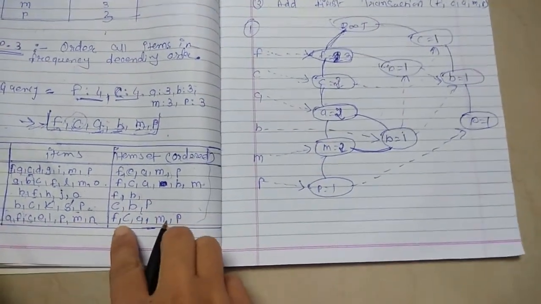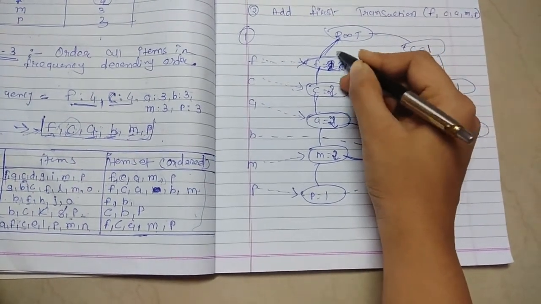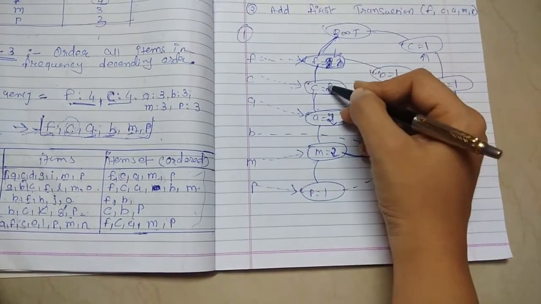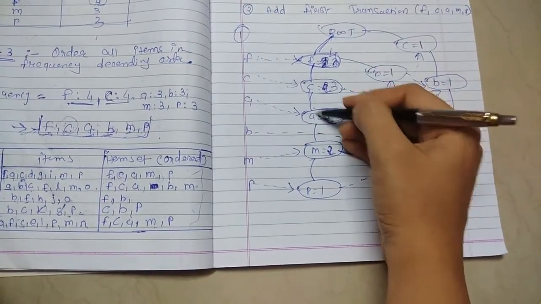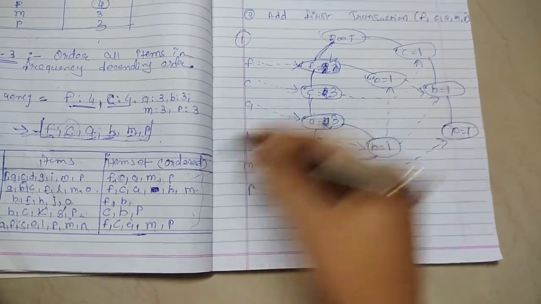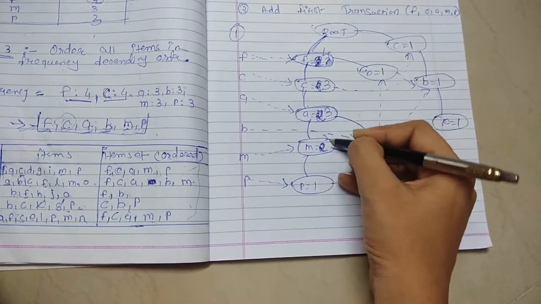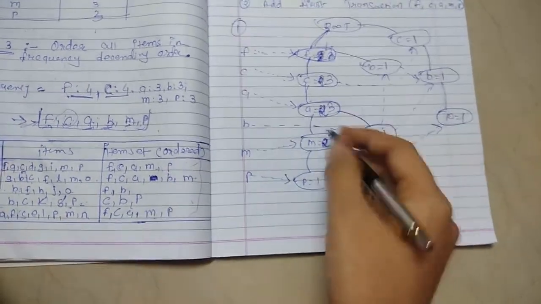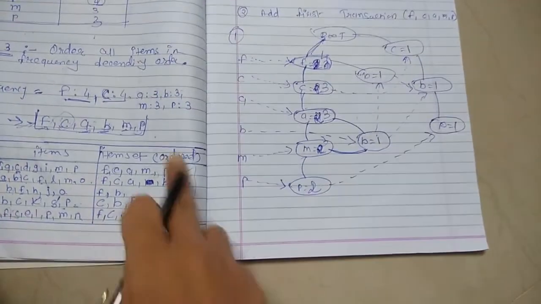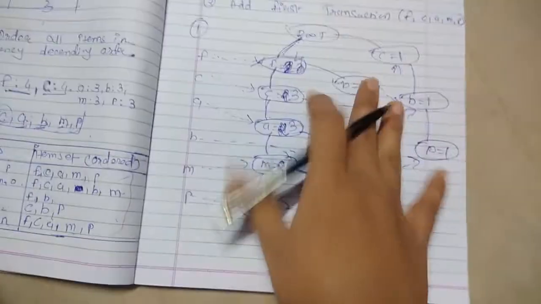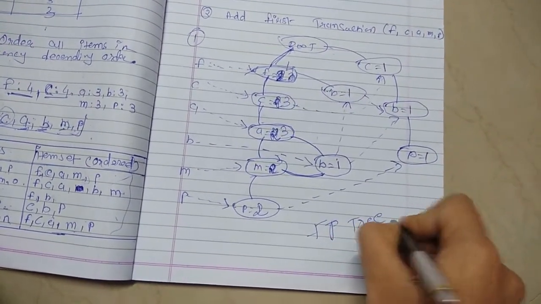Now the next and last transaction starts with F. So the value of F becomes 4. Then C, so the value of C becomes 3. Then A, so A is again repeated, so the value becomes 3. Then M, so the value is also 3, and then P, so the P count becomes 2. So after all these transactions are updated on this tree, this is called the FP tree.